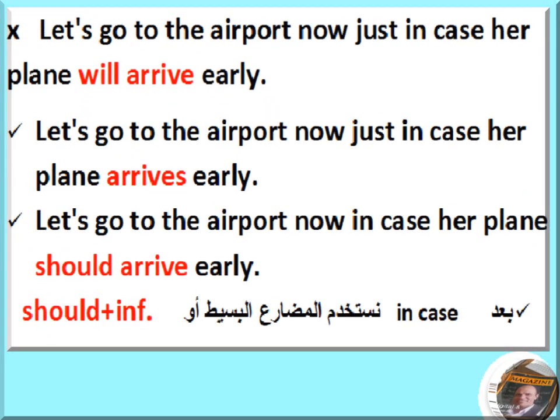Don't say: Let's go to the airport now just in case her plane will arrive early. Wrong. But say: Let's go to the airport now just in case her plane arrives early. Correct. Or: Let's go to the airport now in case her plane should arrive early. Correct. After in case we use should plus infinitive, or the present simple.